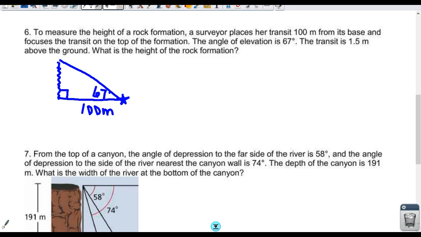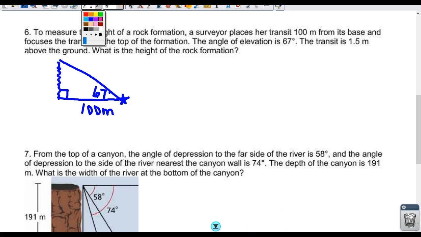Okay, so that's all good. Then it says the transit is 1.5 meters above the ground. So this is where things go a little haywire sometimes. What I normally see, there's a couple of things that usually happen. Either this is completely blank and people say, I'm confused, I don't get it. And then I say, I can't help you if you have nothing.